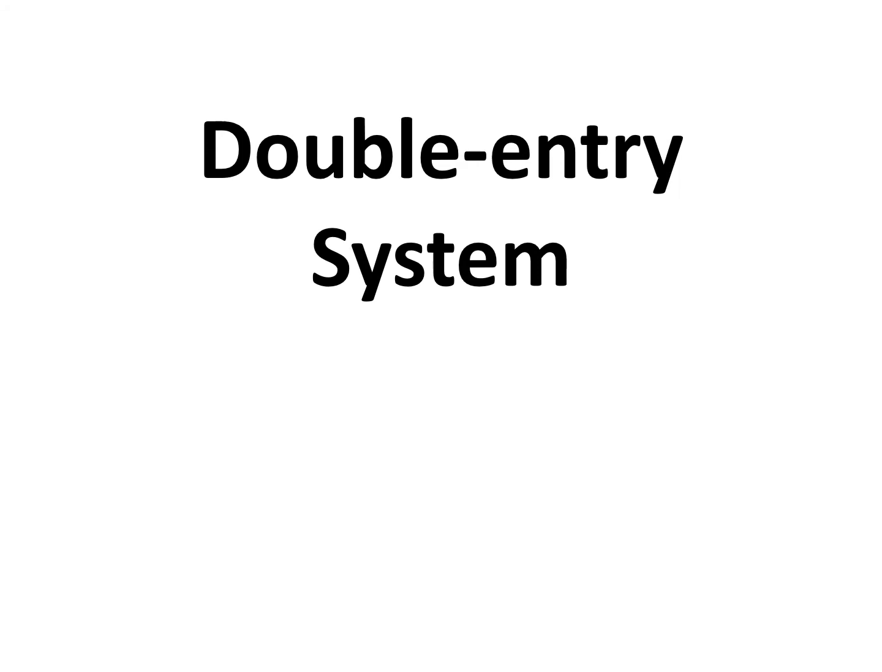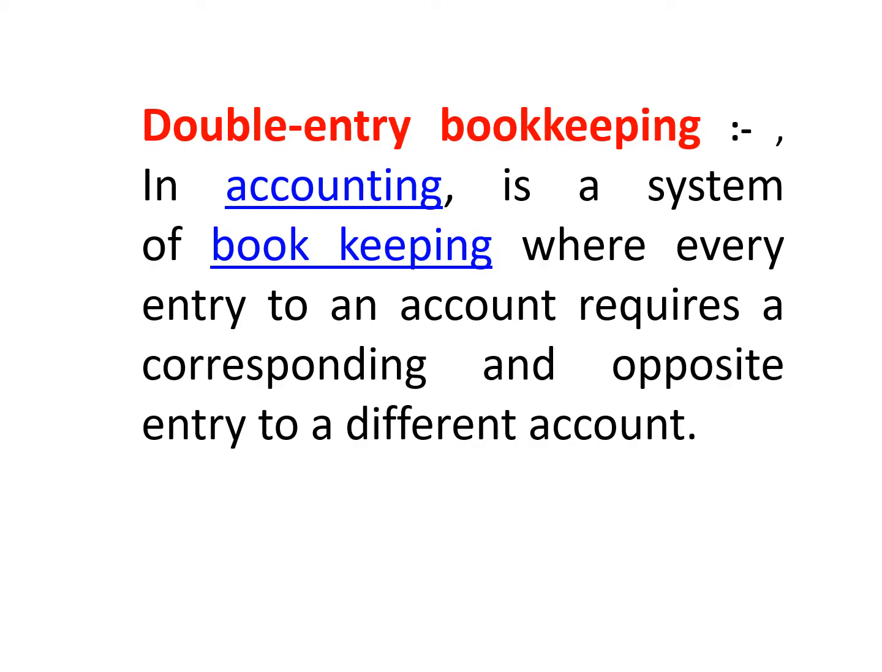So what is the double entry system in bookkeeping? In accounting, it is a system of bookkeeping where every entry to an account requires a corresponding and opposite entry to a different account. It means if there are two accounts, let's say cash account and capital account, one will be debited and the other will be credited. So this is the double entry system in bookkeeping.